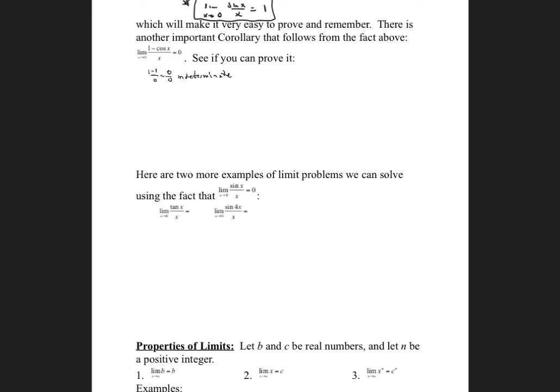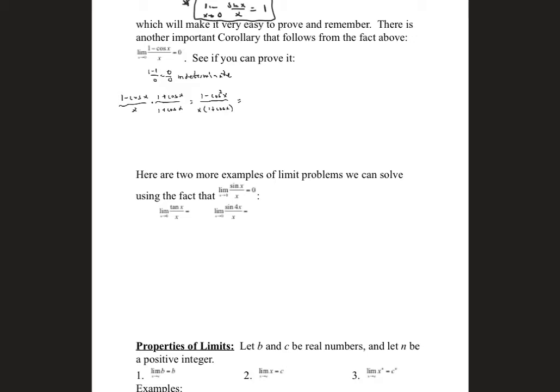And the clever thing we're going to do is to multiply top and bottom by the conjugate of the numerator. So we're going to multiply top and bottom by 1 plus cosine x, because that will create in the numerator the difference of two squares. So when you multiply 1 minus cosine times 1 plus cosine, you're going to get a squared minus b squared. That's going to be 1 minus cosine squared in the numerator. I'm going to leave the denominator in factored form and be patient for a moment.